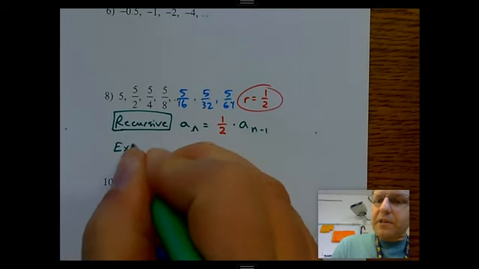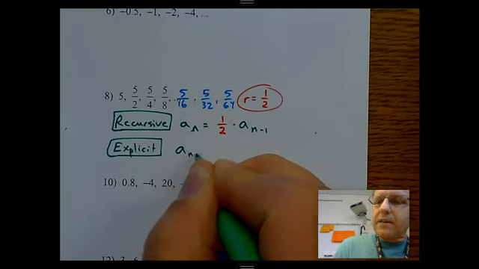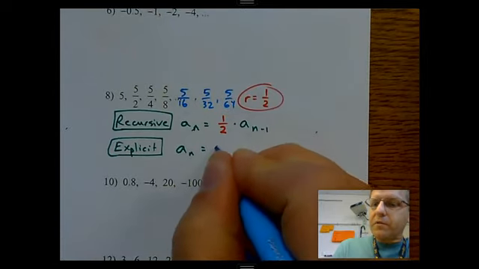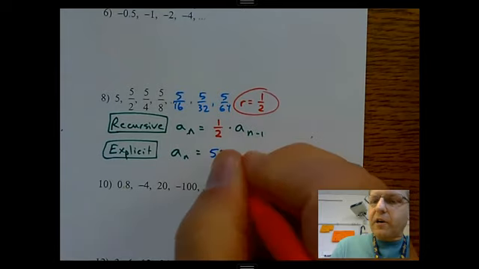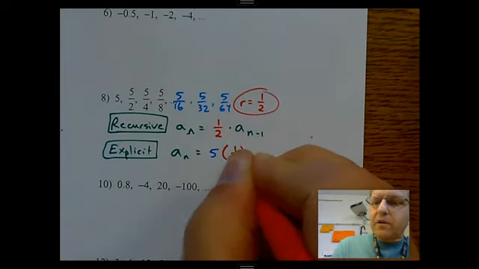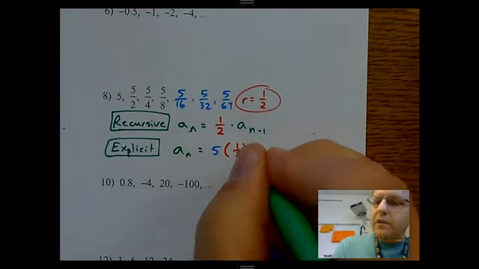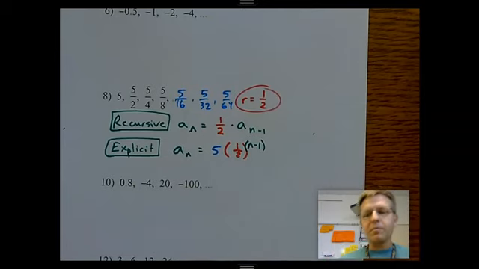And the explicit formula is a sub n is equal to our first term, which is 5, times our common ratio, and all of that is to the n minus 1 power, because that tells us how many times we are multiplying by 1/2.